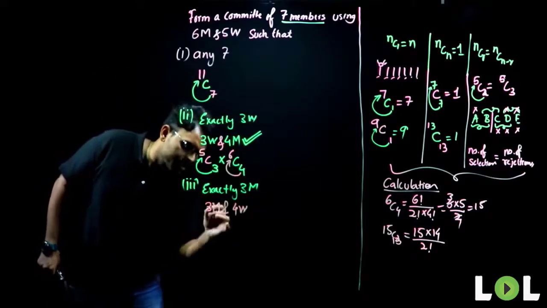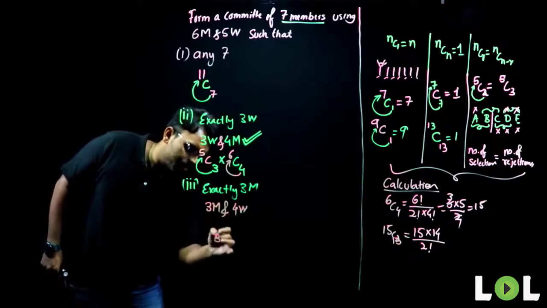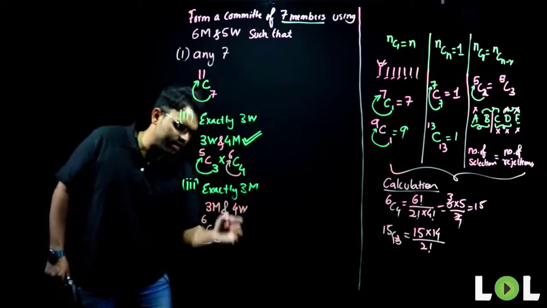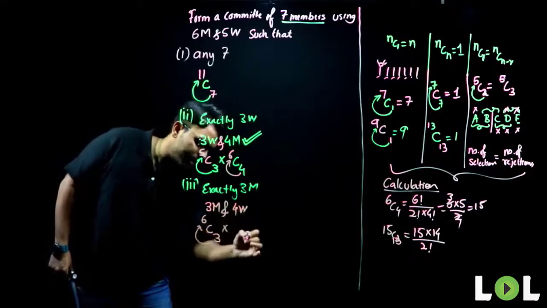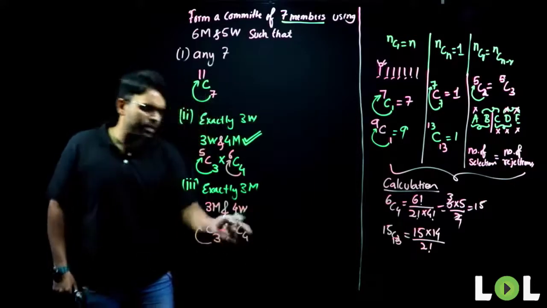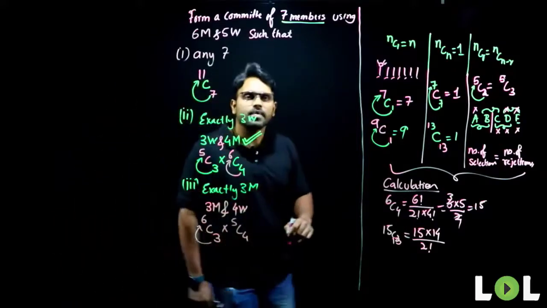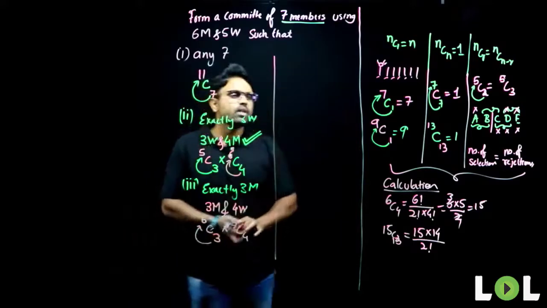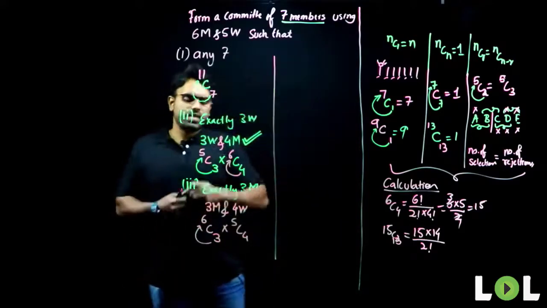So, this gives me how much? 3 men is nothing but what? Selecting 3 men out of total of 6 men. It can be done in how many different ways? 6C3 ways, and represents multiplication. Selecting 4 women out of total of 5 women can be done in 5C4 ways. Yes.